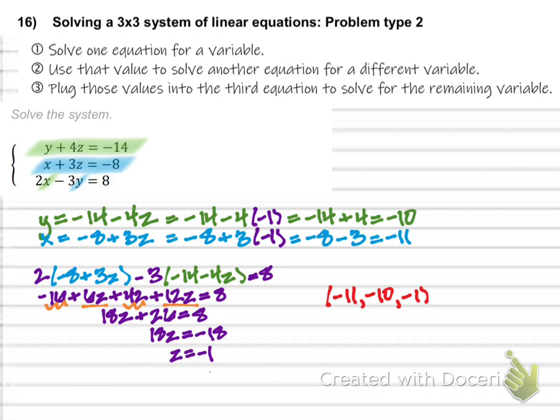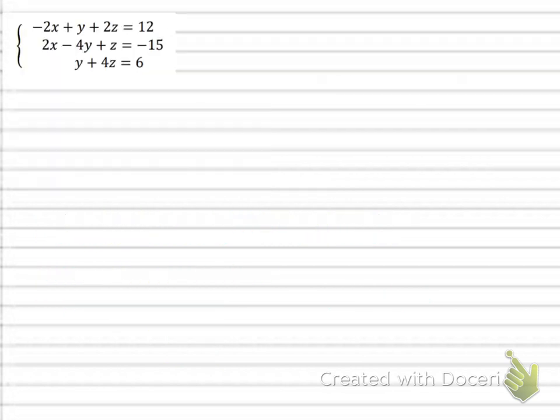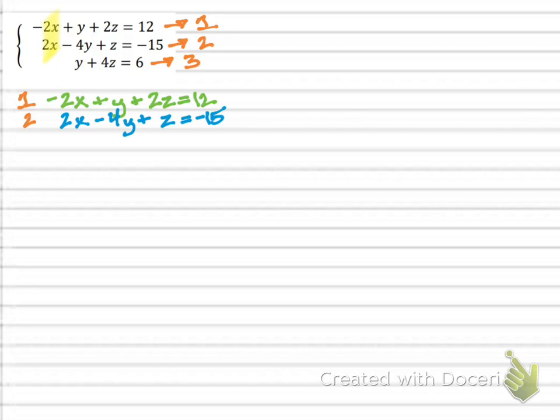They don't always work like that, though. If you look at this one, only that third equation doesn't have all three variables. So I can label them 1, 2, 3, like we did on problem type 1. And here I'm going to use 1 and 2 to get rid of the x, or to eliminate the x. Notice I can just go ahead and add them together, so the x is gone.